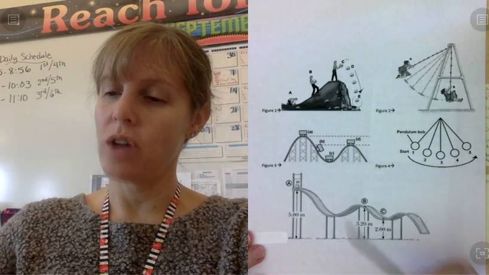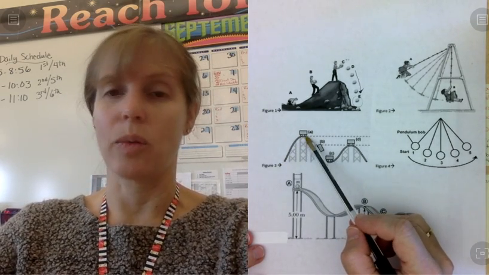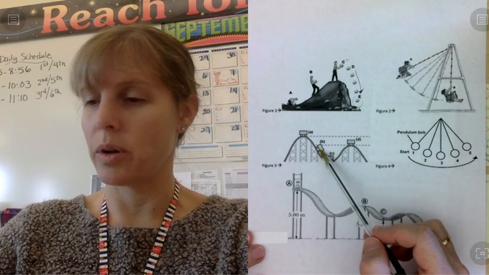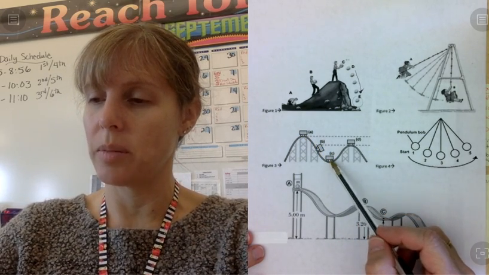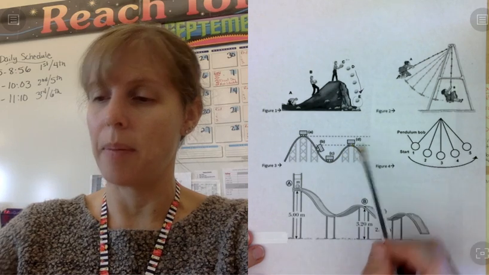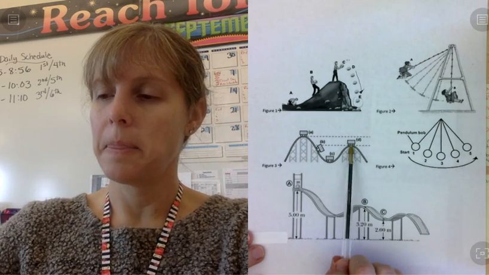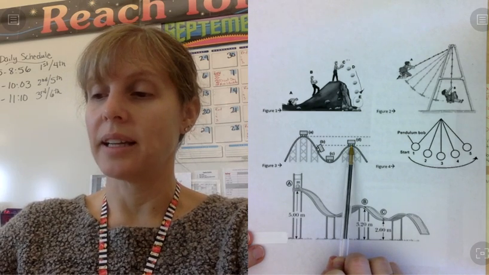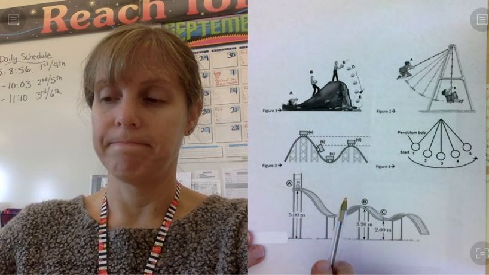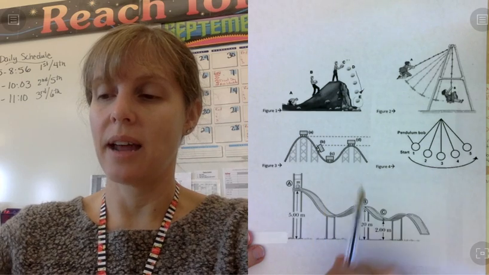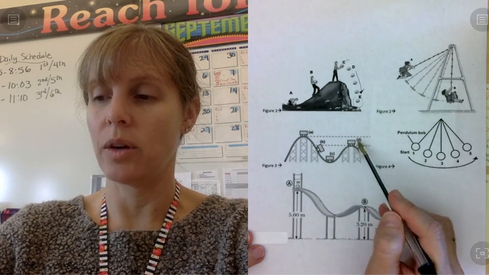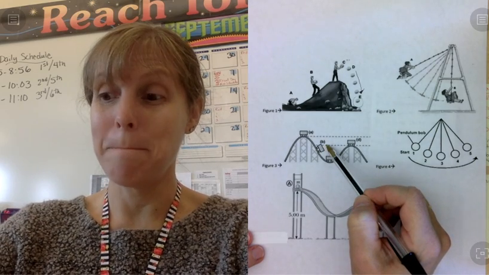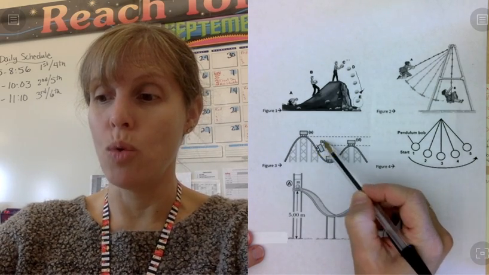All right, so figure 3, this is like a roller coaster car. So here's the roller coaster on the hill, here's the roller coaster moving down, here's the roller coaster at the bottom, here's the roller coaster at the top. It's stopped here, and it is stopped here. Which point has kinetic energy? A, B, C, or D? You're right if you guessed B, because it's the one that's moving.